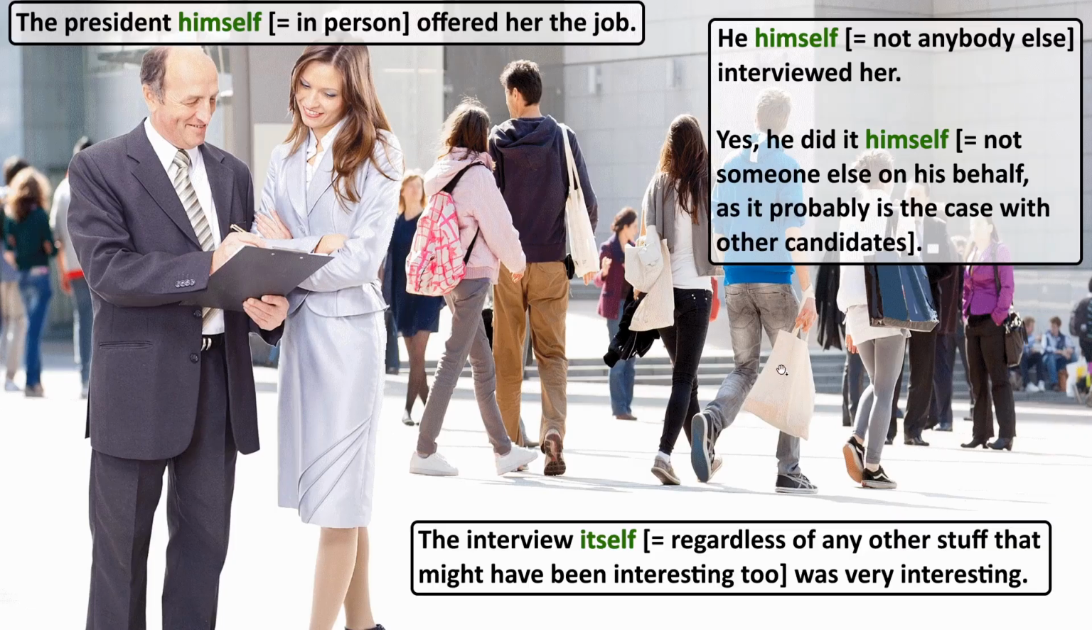In the most common scenario, we use intensive pronouns to emphasize the role of the subject. If the subject does something in person without the assistance of others, you can use an intensive pronoun. Intensive pronouns are usually placed after their antecedents or after the direct object of the verb. Have a look. The president himself offered her the job. So the president in person offered her the job. Here it's placed after the antecedent, the president. This refers to the same person, the president.